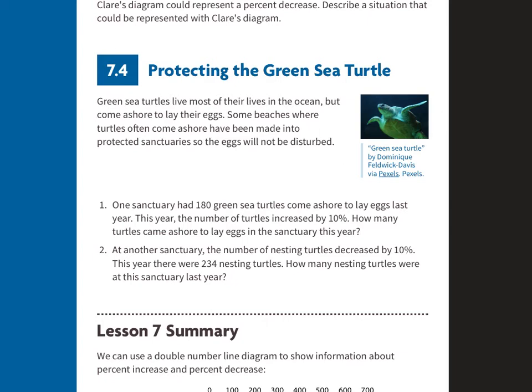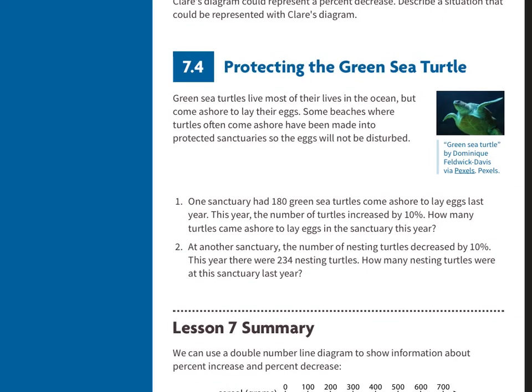So if you think, we always start with 100%. So 100%, and then we increase by 10. So 100% plus 10 more percent is 110%. And then we're just going to multiply that by 180. So on my calculator, remember, if you don't have a calculator, it's not 110%, it's just going to be 1.1, because when we move the decimal, so 1.1 times 180. So either one would work. So 110% times 180 gives me 198 sea turtles.